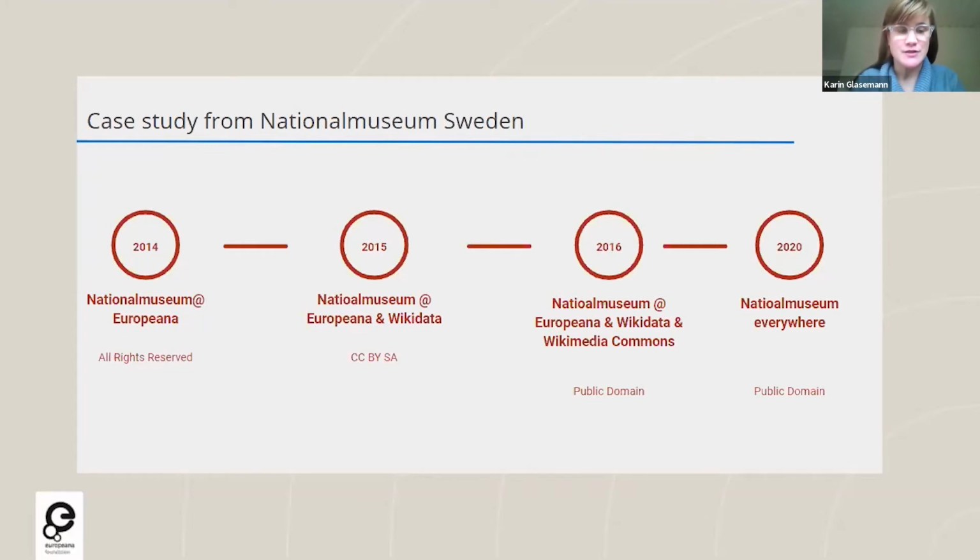So our journey started in 2014 when we started collaborating with Europeana. And because we're a large and traditional art collection institution, we started providing our data with Europeana, but the images were still put under total copyright. So as you can see there to the left, in 2014, we had an all rights reserved license applied to our images.